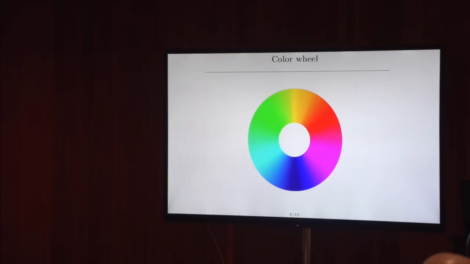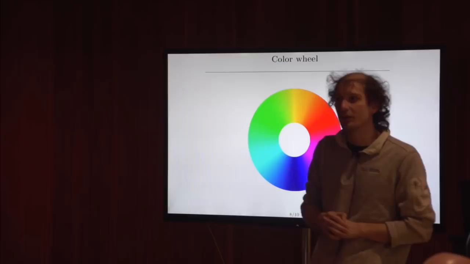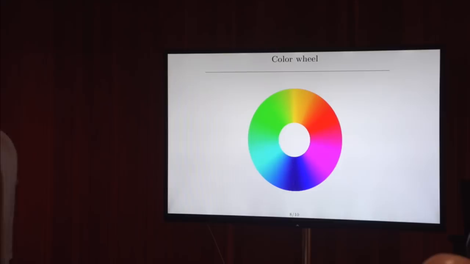By using a red light, a green light, and a blue light, you can essentially reproduce most of the colors that the human eye can see. This is why pixels are made up of a green, a blue, and a red light. That's how they reproduce most of the colors.